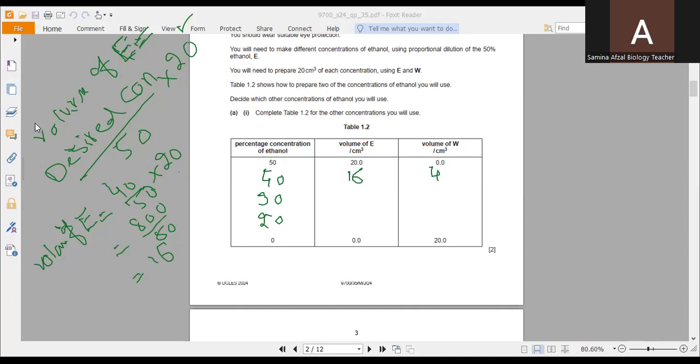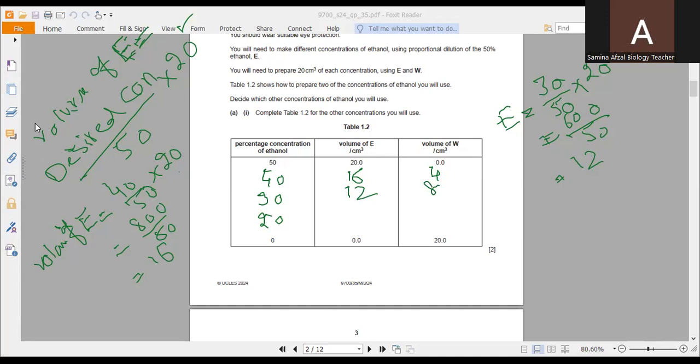The same formula will be used to calculate the other concentrations, as for example, where the concentration should be 30%. The ethanol is already 50% and we have to make 20 ml volume. So after calculating it, it is equal to 12. So here the volume of ethanol will be 12 and the volume of water will be 8 because we have to make total 20.